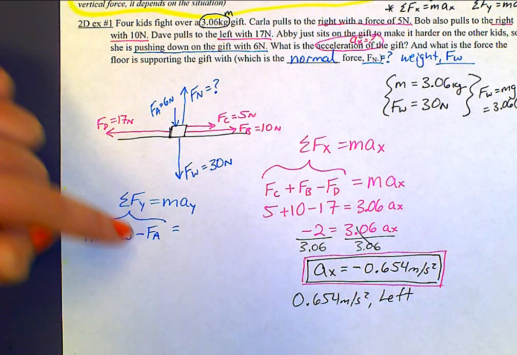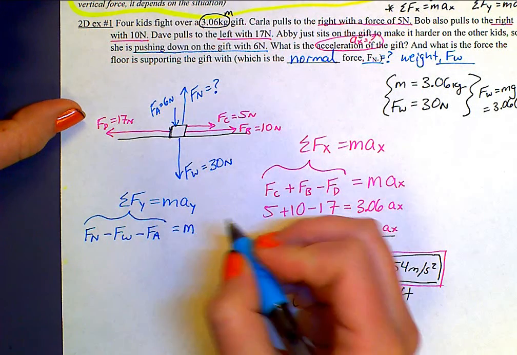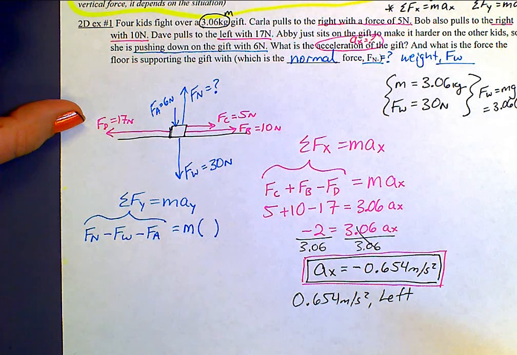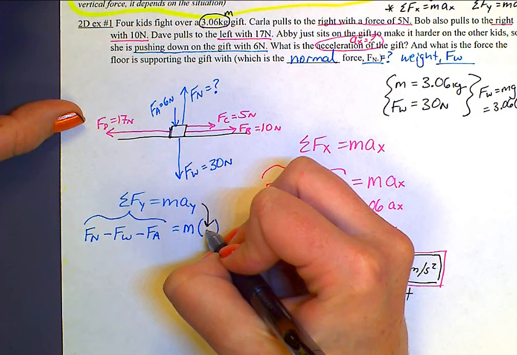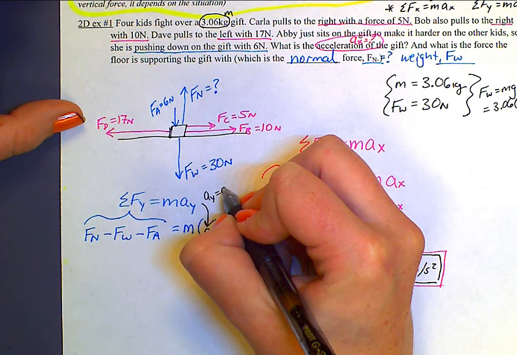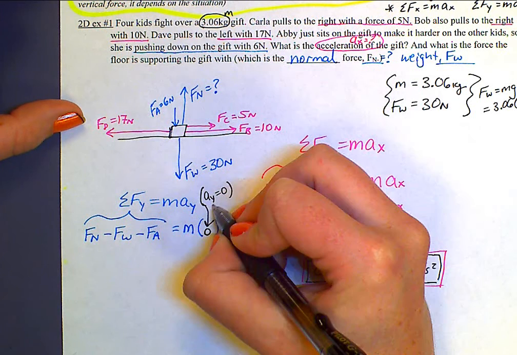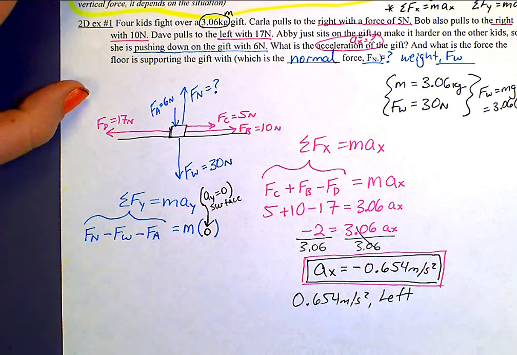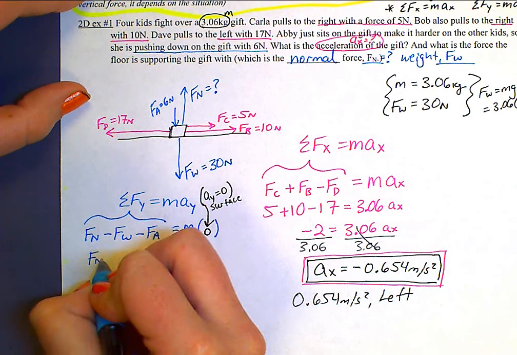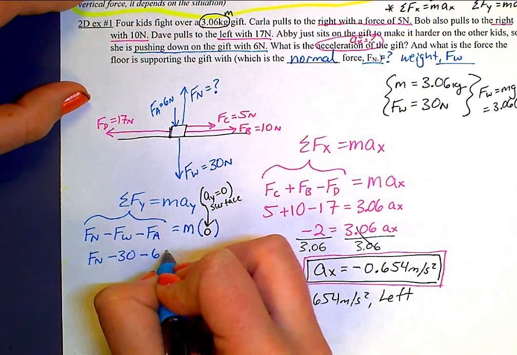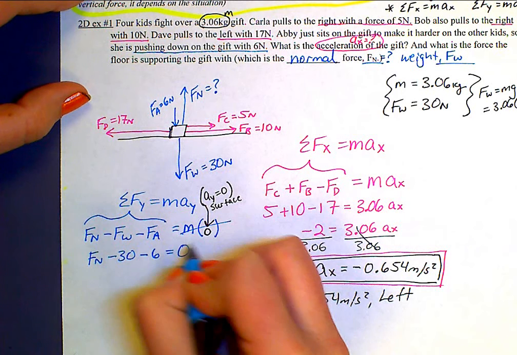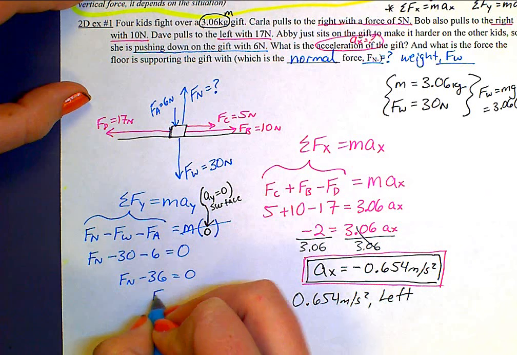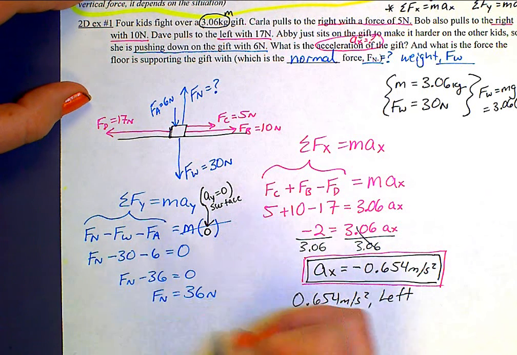Then on the right hand, I have m, and then specifically, because this is a sitting on a surface problem, I know that ay is always going to equal 0, anytime I have something on a surface. So you need to know that. So I'm going to fill in Fn minus 30 minus 6 is equal to, and this whole side becomes 0. So the normal force is equal to 36. And you're done.